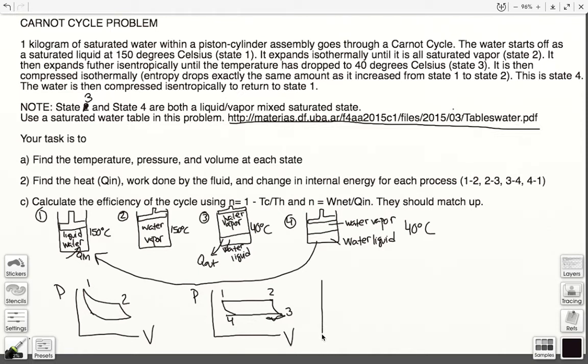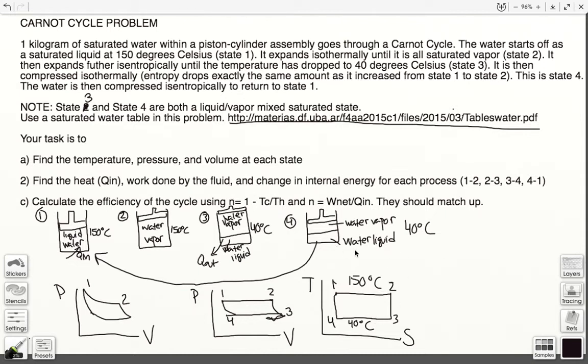And then our temperature entropy diagram will look really similar to diagrams you've seen in the past. So here we are at 150 degrees Celsius. And then 1, 2, 3, 4. This one is at 40 degrees Celsius. And from 2 to 3 and 4 to 1 are isentropic.